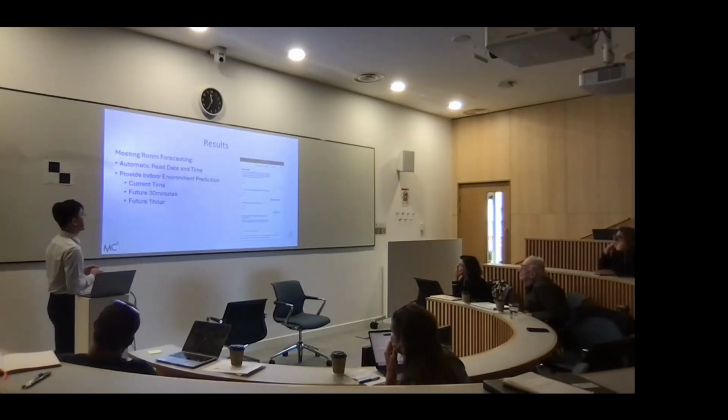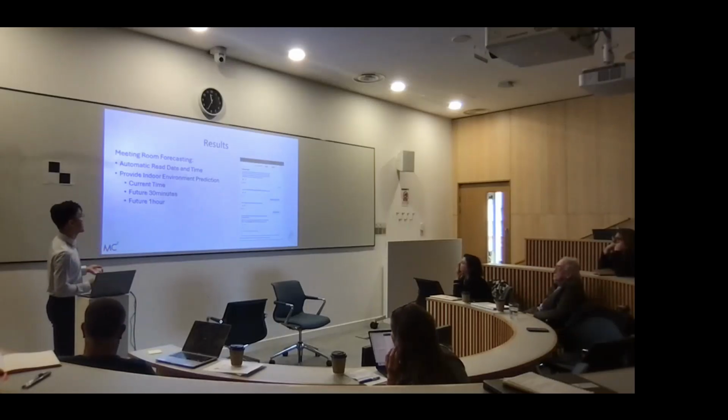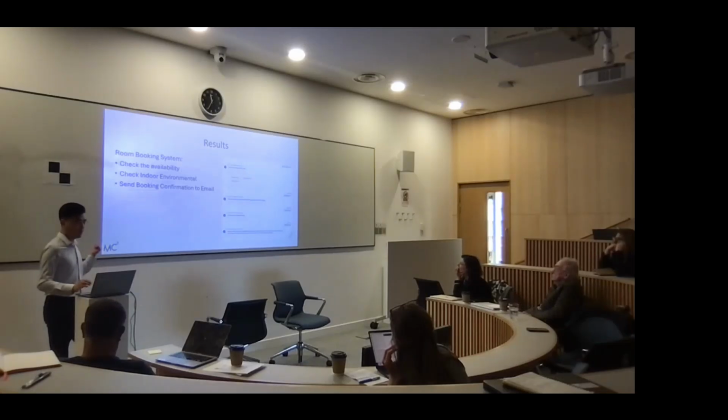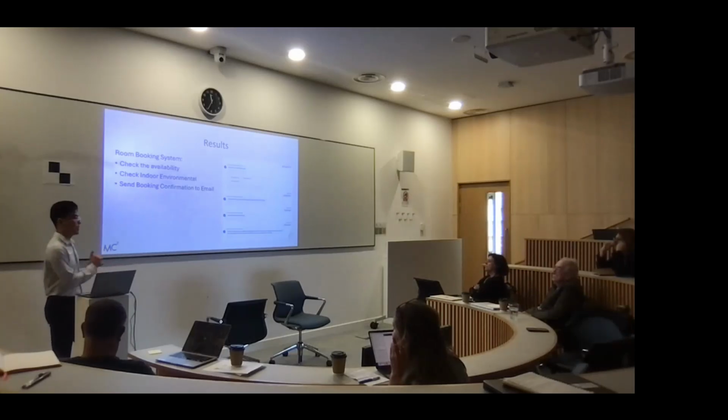The system I deployed has one feature, which is meeting room forecasting. The chatbot system can read the user's date and time, then forecast the indoor environment at the current time and at 30 minutes or 1 hour in the future. Another feature of the system is a room booking system, which can check the availability of the room, then check the indoor environment, help the user book the room, and send a notification to the user's email.